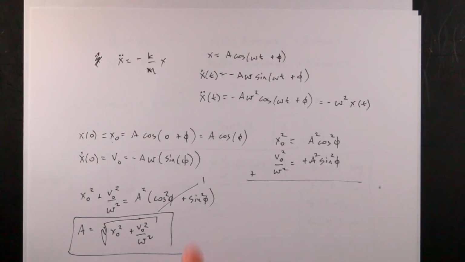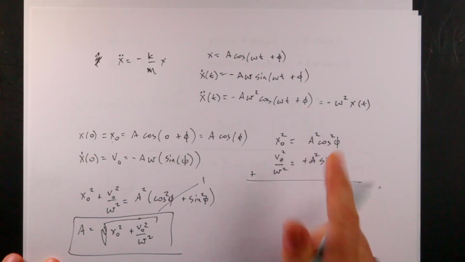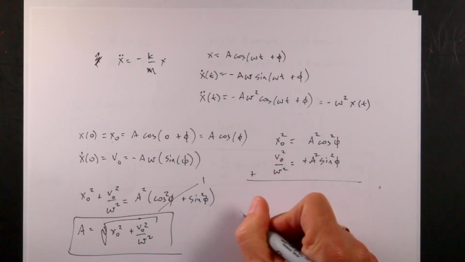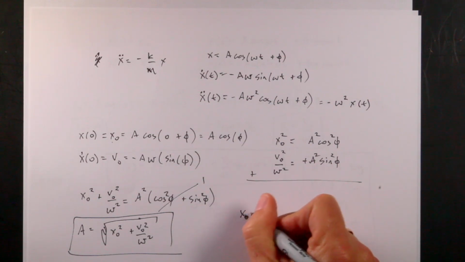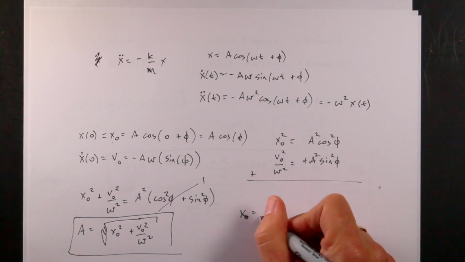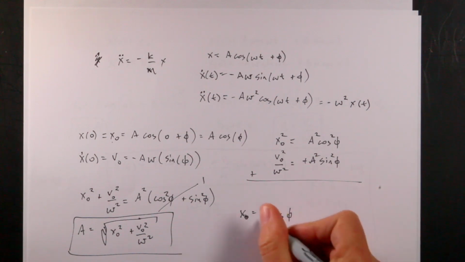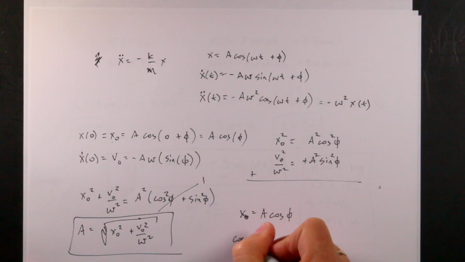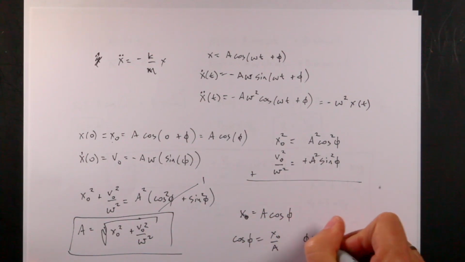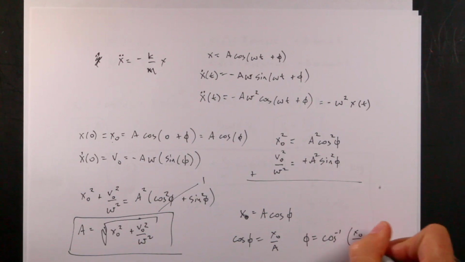Now I can go back up here, and now that I know a, I can find phi, right? So let's write this. I don't need the squared version. So I'm going to write x0 equals a, I'm just going to leave it as a cosine of phi. And then I can divide both sides by a, and I get cosine of phi equals x0 over a. Phi equals the inverse cosine of x0 over a.